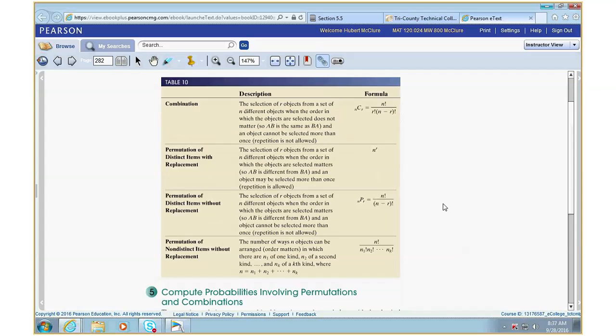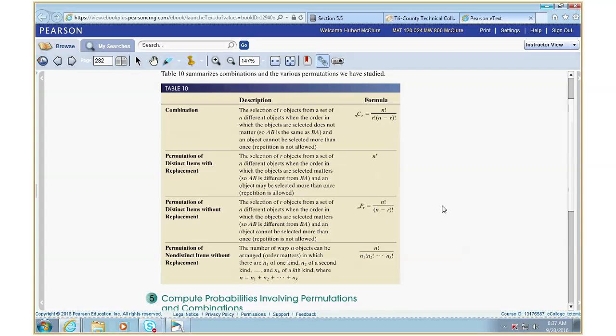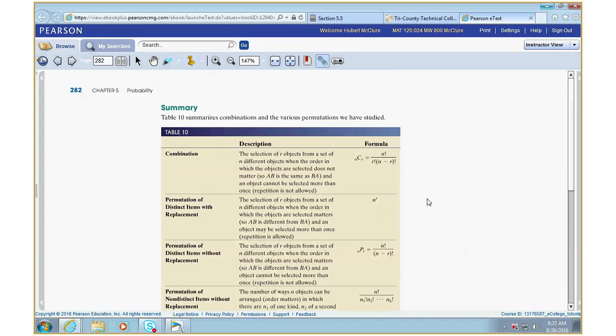There we go. That's the page I was looking for. This is on page 282, and that's got all of them. And the one I use is this one and this one. So I give you a question on the test. It's going to say a permutation or a combination, or it's going to say order or no order.